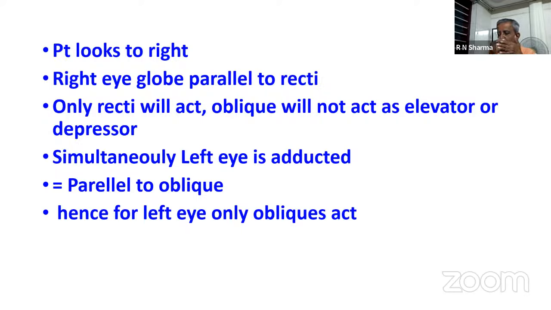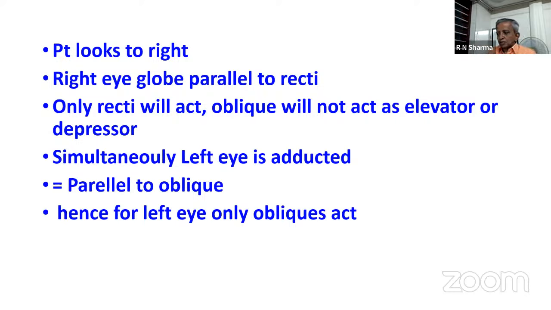Therefore, for the left eye, the axis of the globe and the axis of the oblique muscles are parallel when there is a right gaze. So, in this position, if you ask the patient to look upward, the right eye will be elevated by the right superior rectus. And what is the elevator of the left eye? As far as oblique is concerned, it is the inferior oblique. So when you look at the right superior quadrant, the right superior rectus will elevate it. Left inferior oblique also will elevate, so that you are looking in the right superior quadrant.